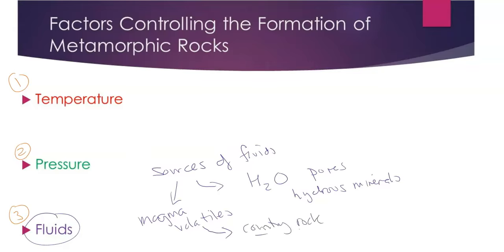Now, country rock is the rock that surrounds any kind of magma intrusion at shallower depths in the crust or lithosphere, and how that magma is going to react with both pressure and thermal energy to create what's called contact metamorphism. So the magma volatiles will be in the magma as it reacts with the surrounding rock, which is called country rock.